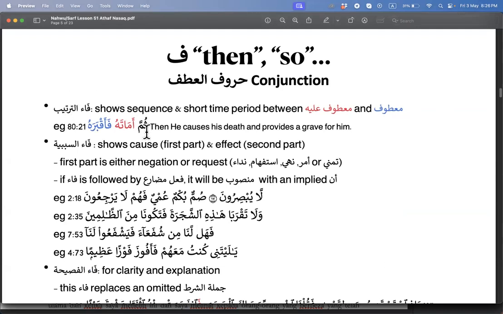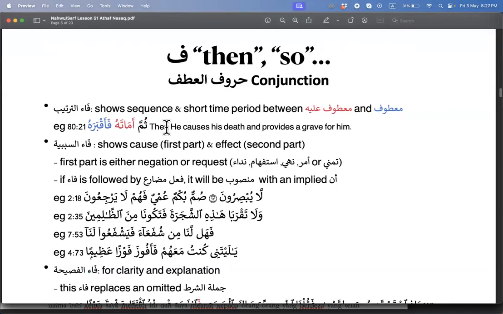So basically here we have summa amatahu fa aqbaroh. Then he causes his death, and then he provides for him a grave. It looks like 'and then' twice, but one is summa and one is fa. So this fa, compared to summa, is a much shorter period.